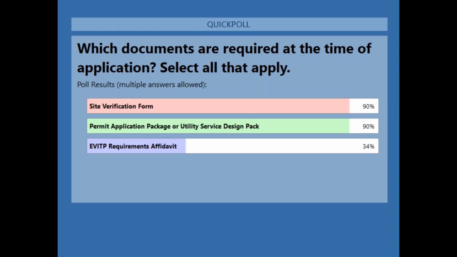Great, so as a reminder, just these top two forms, the site verification form and the permit application package or utility service design package, are due at the time that you hit submit on your application. The EVITP requirements must be followed throughout the duration of your installation, but we will not ask for any signed documents for your EVITP compliance until the end of your project.